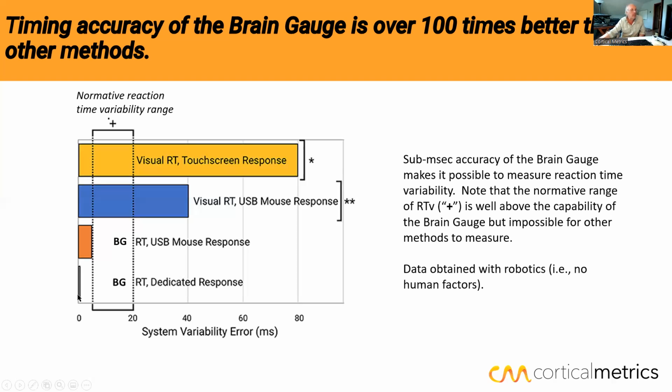So we have 0.3 milliseconds here in our dedicated response from the Brain Gauge. That's because the Brain Gauge has all the timing hardware housed inside it. So what we're looking at is a normative variability. If you were to take the test and you're relatively healthy, you're going to be in that 5 to 20 millisecond range. And then let's say you bang your head or have a really bad day, your variability might go up to 30 or 40 milliseconds. Well, if you're using a system that has a variability of 40 milliseconds, it's not going to work. It's like making a teaspoon measure with a gallon jug. It just doesn't work.